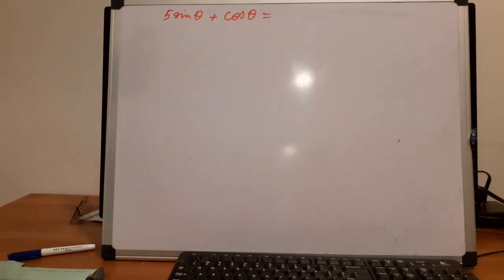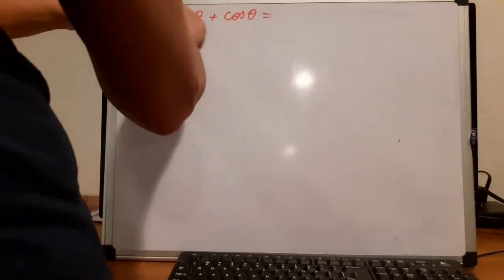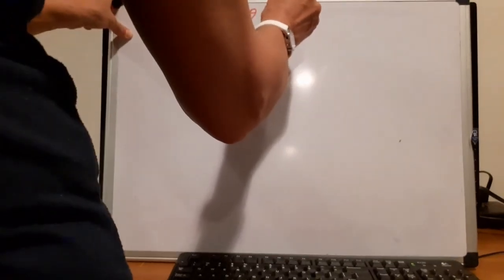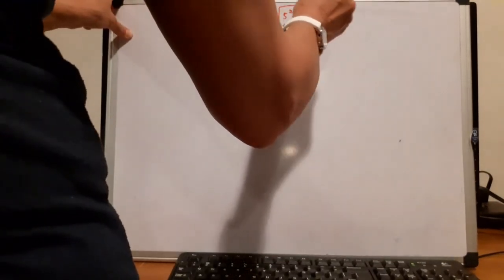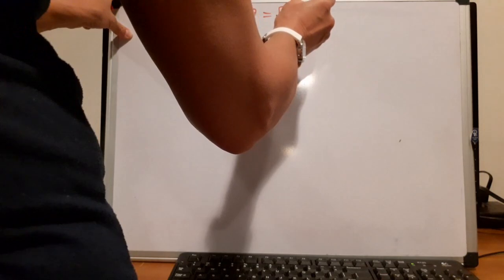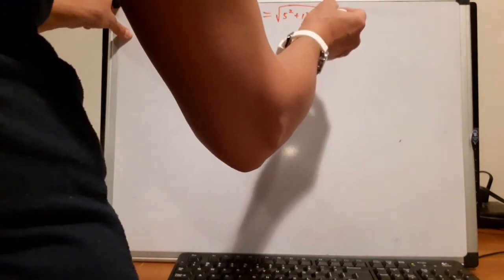Okay, I hope that everyone tried this expression. So what do we have? We have 5 and 1. So it's a square root of 5 squared plus 1 squared. 5 squared is 25, 1 is 1. So it's 26 actually, right?